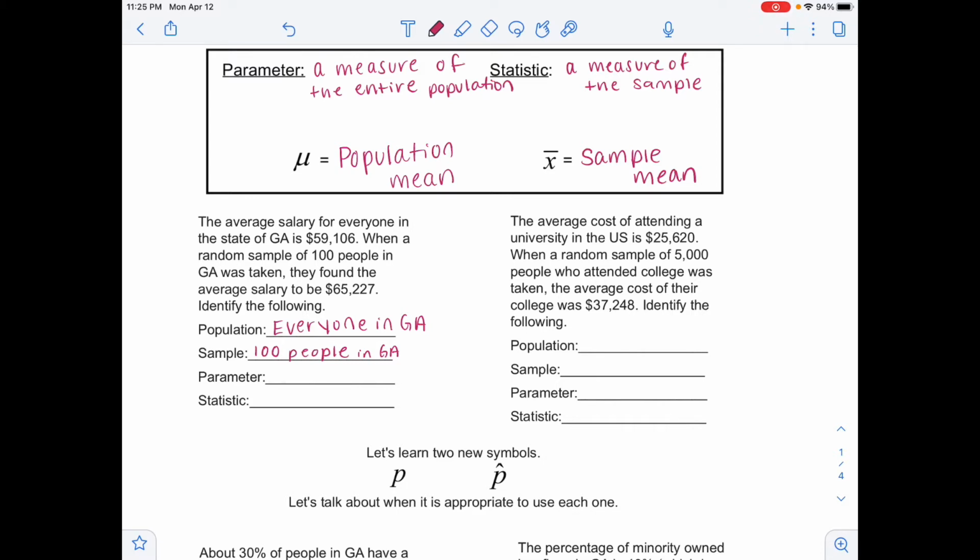Now, what was the parameter? Remember, the parameter is the measure of the entire population. So the entire population's average salary was $59,106.